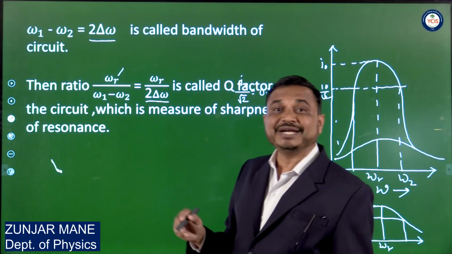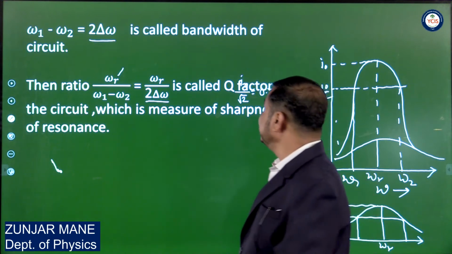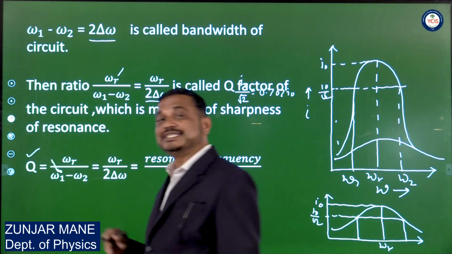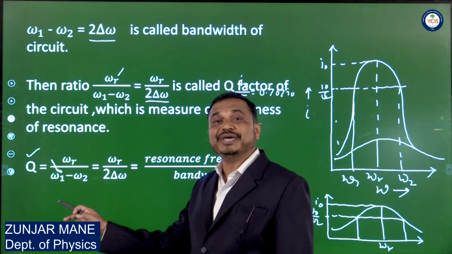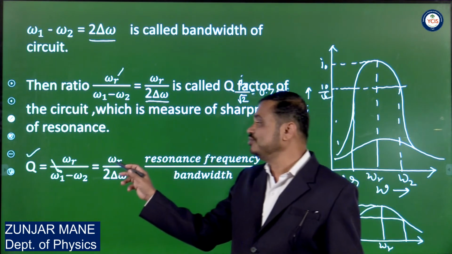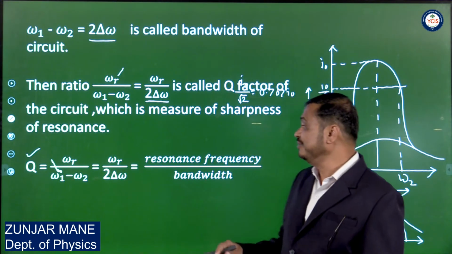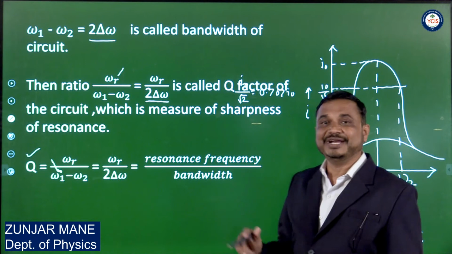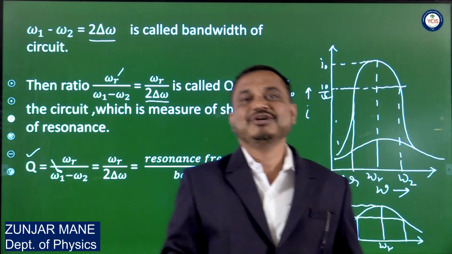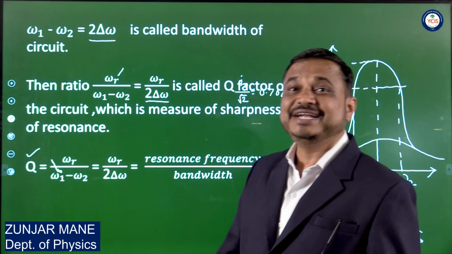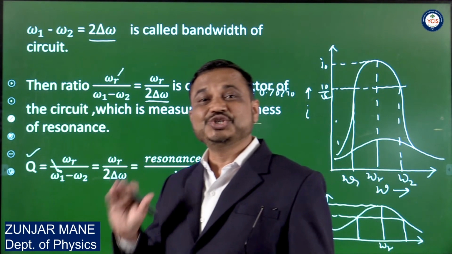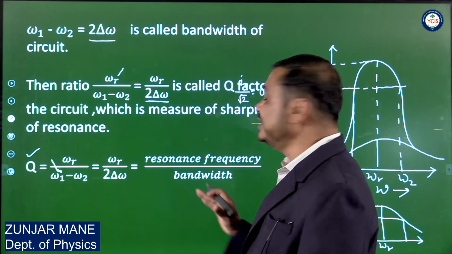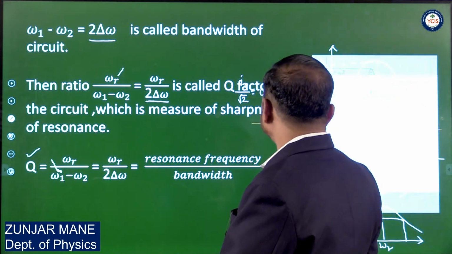This is called the Q factor of the circuit, or measure of sharpness of the resonance. So Q factor is given by the equation Q equal to omega r divided by omega 1 minus omega 2, which is equal to omega r divided by 2 delta omega, where omega r is the resonance frequency, divided by the bandwidth. So Q factor is the measure of sharpness of the resonance curve, and it is the ratio of resonance angular frequency to the bandwidth of a resonance. So this is about the Q factor.